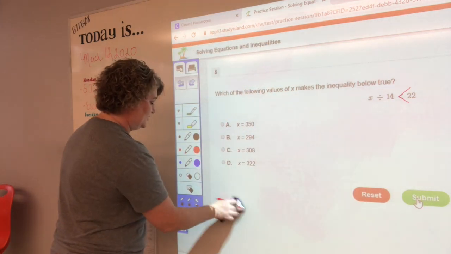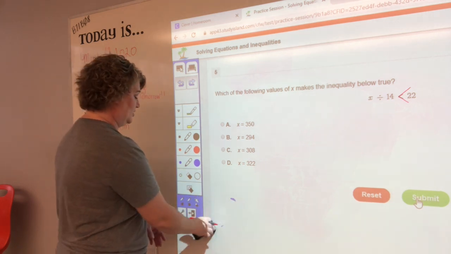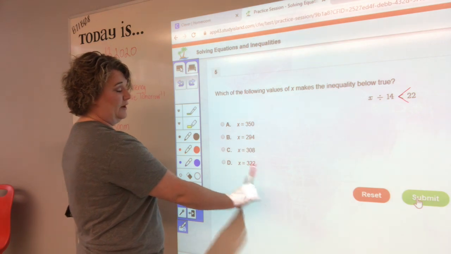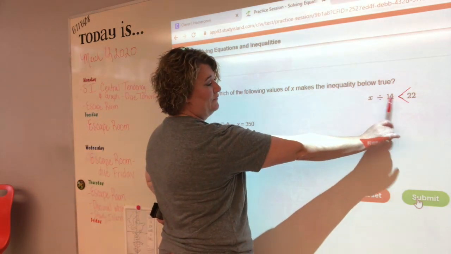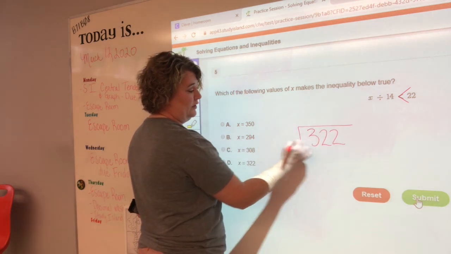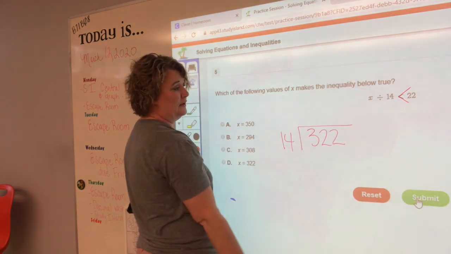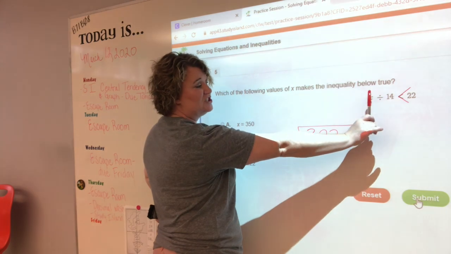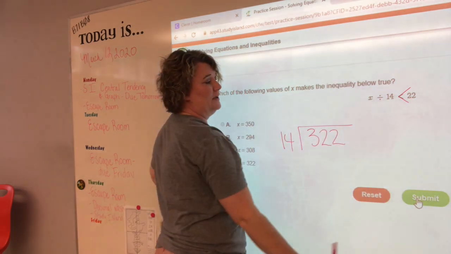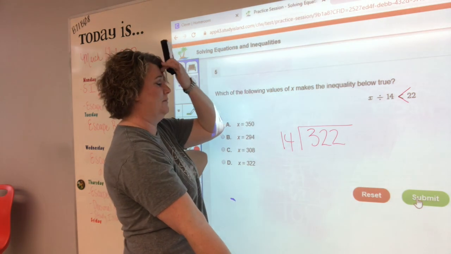So instead of starting with A, I actually think I'm going to start with D. I don't know why, I just want to do a kind of different order. So if I put 322 right here, I've got to divide by 14. So 322 would go under the hood, and I'm going to divide by 14. And whatever I get has to be the smaller side. In other words, it has to be less than 22 because 22 is going toward the big mouth.